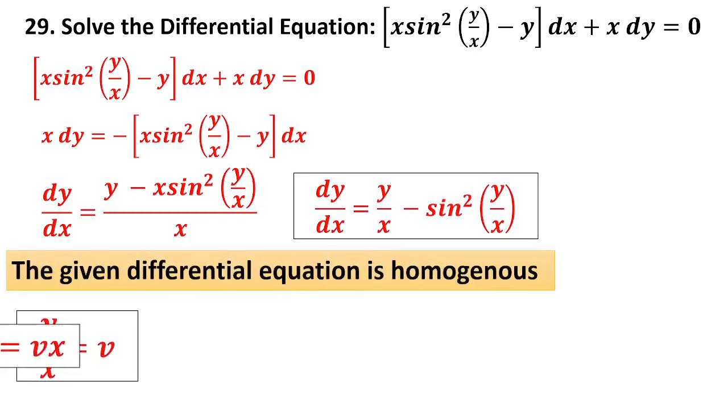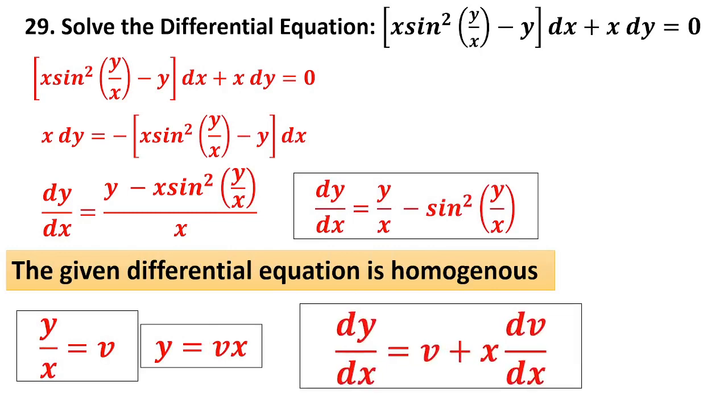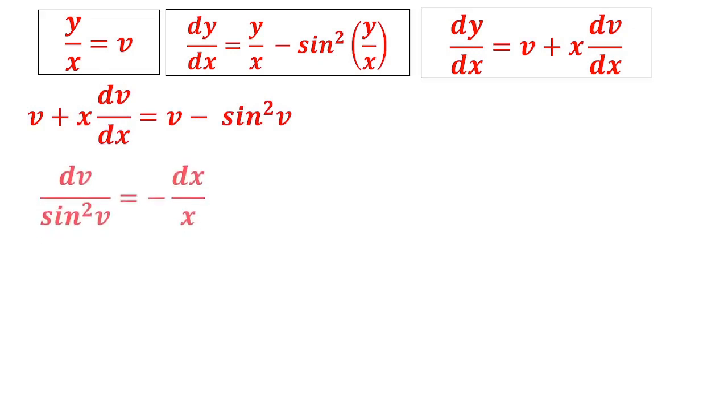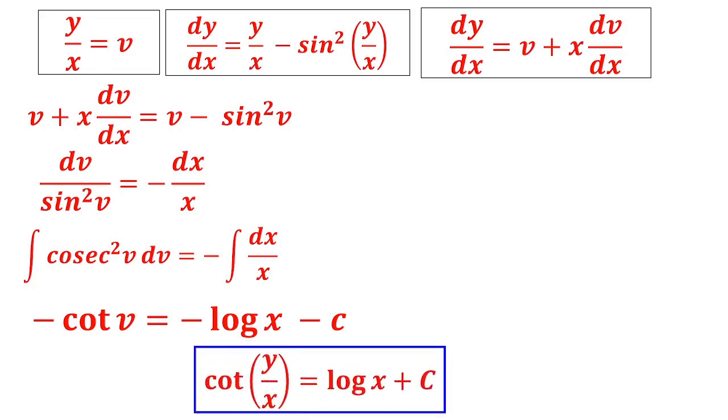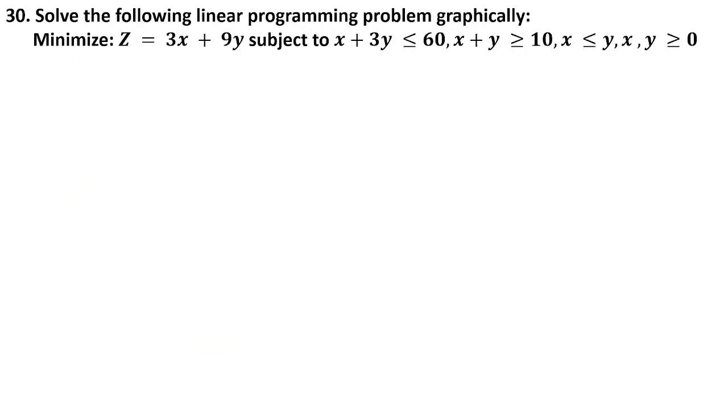It is homogeneous. Y by x is v, y is vx, and dy by dx is v plus x into dv by dx. Substitute them, and by variable separable, we are putting v on one side and x on the other side. Therefore, it is minus cot v is equal to minus log x minus c, or plus c, whatever you want. And cot y by x is equal to log x plus c, by replacing v by y by x.